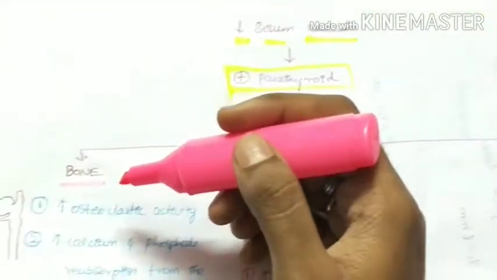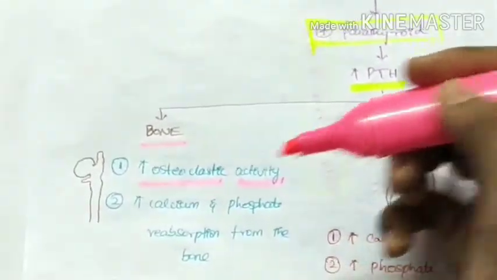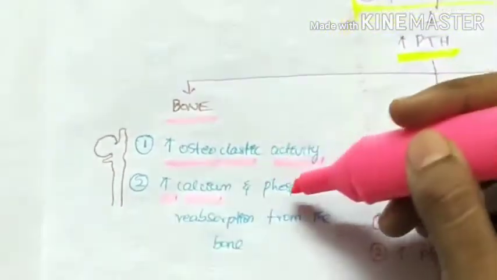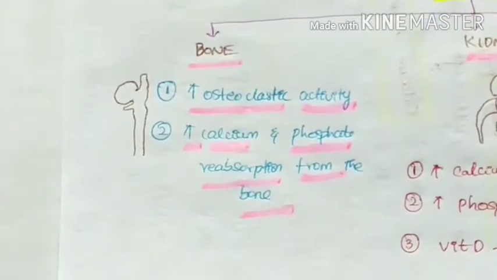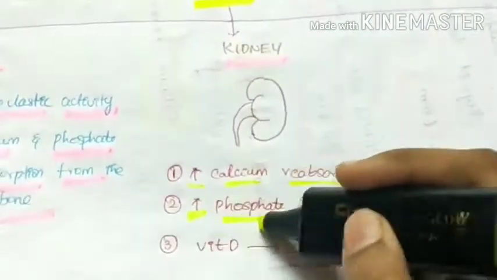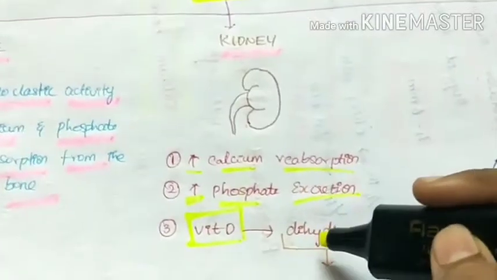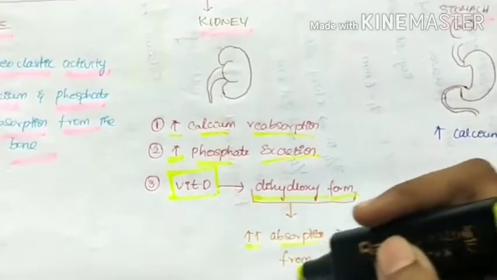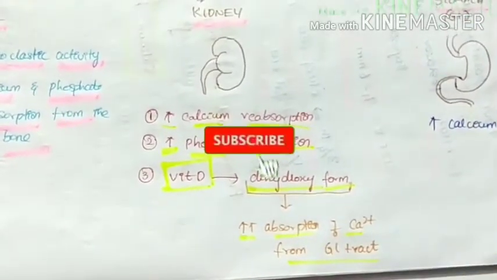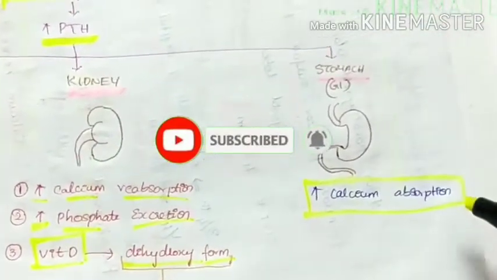On bone, it acts by increasing the osteoclastic activity, and thereby it increases the calcium and phosphate resorption from the bone. Next, in the kidney, it increases the calcium reabsorption, it increases phosphate excretion, and it converts the vitamin D into its active dihydroxy form, which causes increased absorption of calcium from the gastrointestinal tract. And acting on the stomach, it increases the calcium absorption in the GIT.